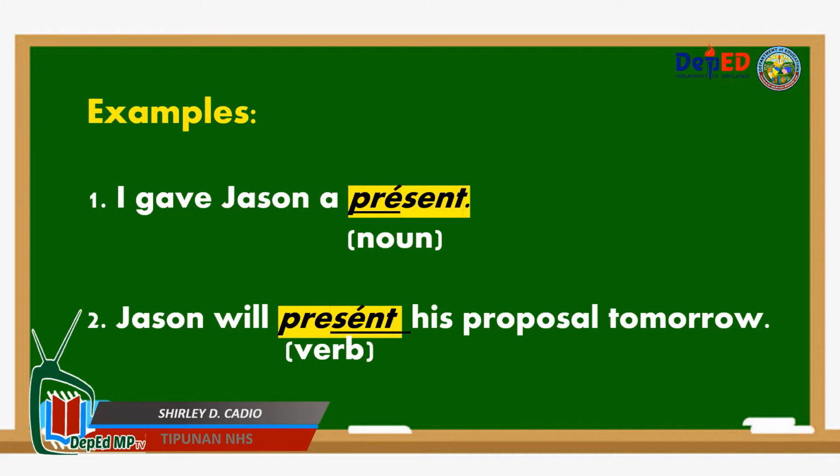In the first sentence, I gave Jason a present, the stressed syllable is pre, and that makes it a noun, present, which means a gift. In sentence number 2, Jason will present his proposal tomorrow. The stressed syllable is sent, present, which means it is a verb.